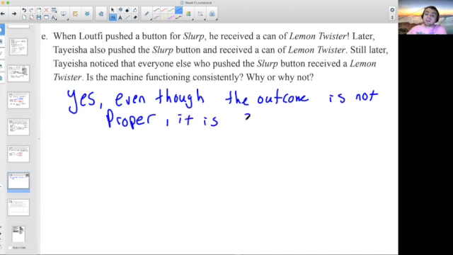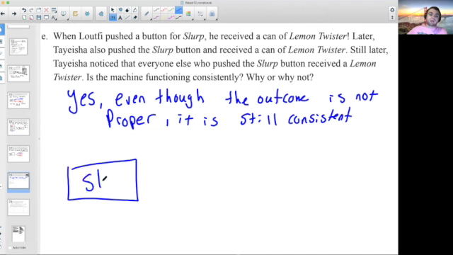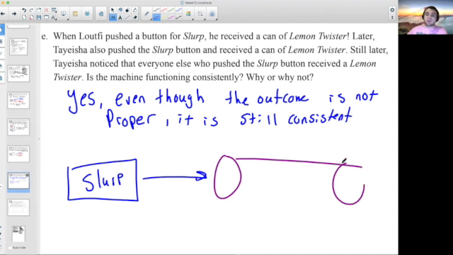It is still consistent, right? It's consistently incorrect, right? Even though it's not giving you the slurp that you're pressing, it's giving you the same output every time. So that input, though it is wrong, always has one output. Here's what it looks like, right? Because the slurp, if we draw our picture, always goes to only that one kind of soda, the lemon twister. This is a confusing one for sure, but that's what we're looking at, okay?